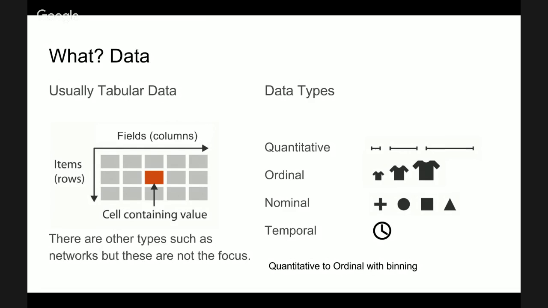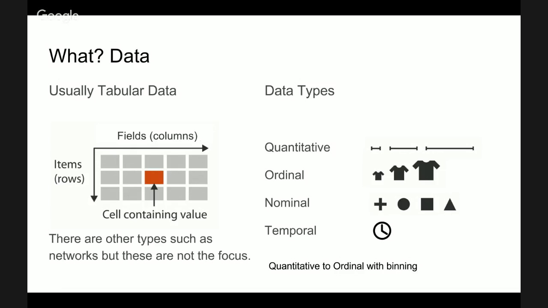For nominal, this is the same as categorical. So we have data such as red, green, blue. There's not really an inherent order in them. Or things like the weather, whether it's raining or whether it's sunny. These are nominal variables or categorical variables.